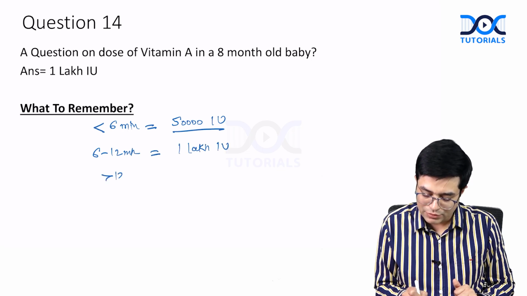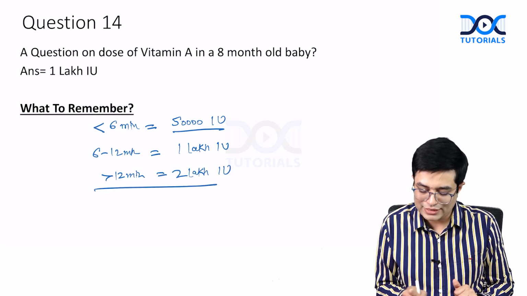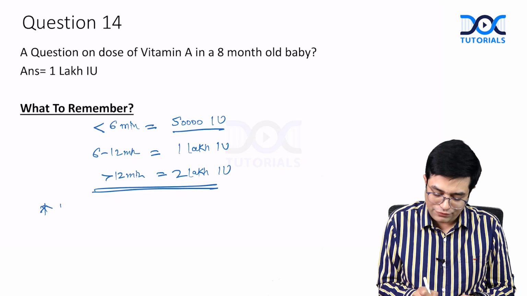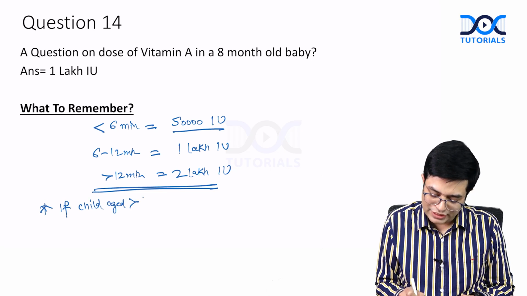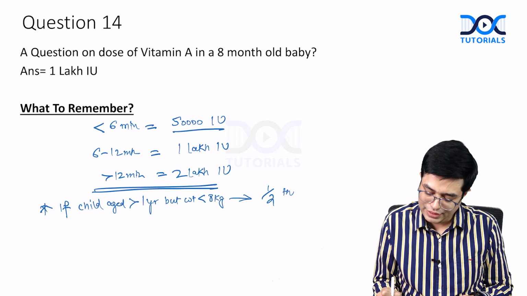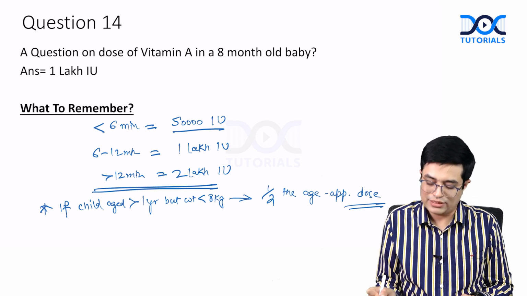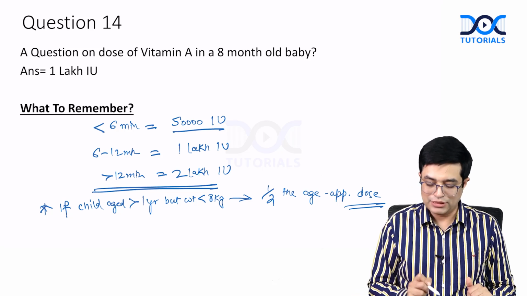And above 12 months, the dose will be 2 lakh international units. The only exception will be if there is a child aged more than 1 year, but his weight is less than 8 kg. In these, you will give half the age appropriate dose. Instead of 2 lakh, if you had to give 2 lakh, now you will be giving 1 lakh in these patients, right? So please remember this.